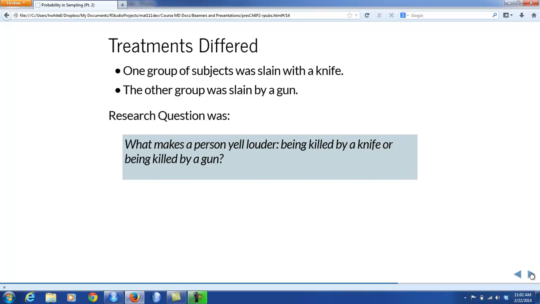Okay, think again about the treatment groups. Remember, we have one group of 10 subjects that was slain with a knife, and the other group of 10 subjects was slain by a gun.